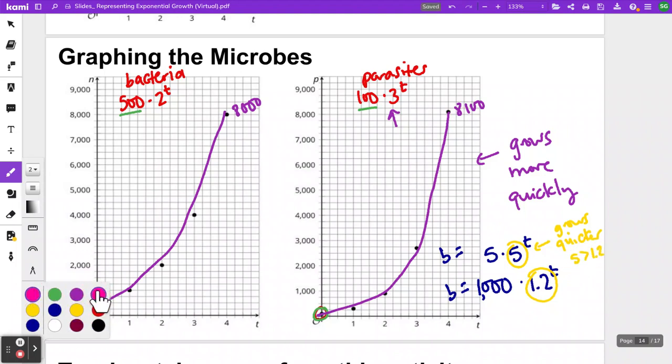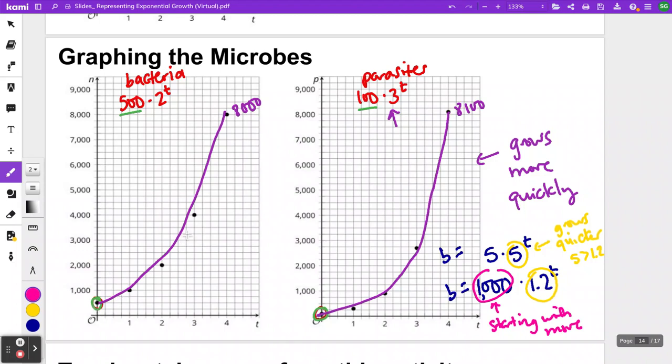And a different question, if I had asked you which one of these is starting with more bacteria, well, that's going to be this one because 1,000 is more than 5. This one here is starting with more. Both of these would still be exponential. I know that because they have a variable as an exponent. So they would still be a curved line. Just the one that's growing quicker, it's going to start looking more vertical a lot quicker than something that isn't growing as quickly.